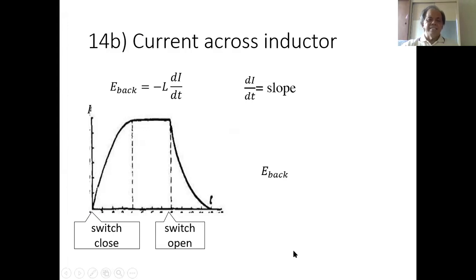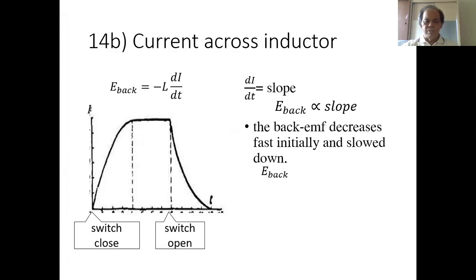Remember, di/dt is the slope, the gradient, and back EMF is proportional to the slope or the gradient. Back EMF decreases fast initially, this part there, following the slope. So we can see that is your back EMF, it decreases very fast initially. After that, it starts to decrease to 0, where the current is constant.